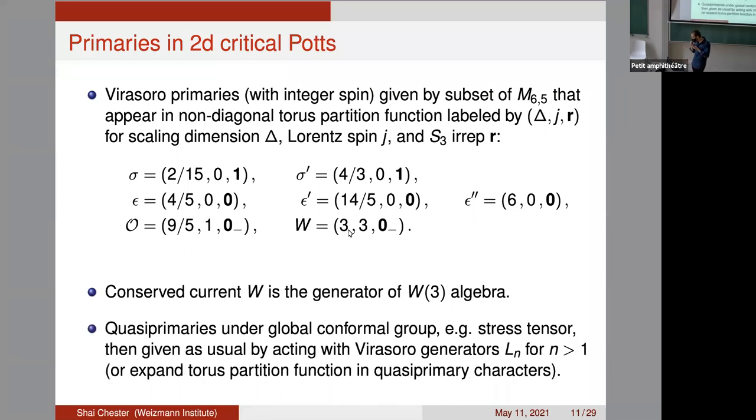Eventually, when we talk about the bootstrap, we are going to be talking about quasi-primaries, because that's the idea that naturally generalizes to higher space-time dimensions. These are quasi-primaries under the global conformal group. And of course, there are infinite such quasi-primaries, not just this finite list. For instance, you have the stress tensor, and all these quasi-primaries can be derived from these primaries, as usual, just by acting with the Virasoro generators. Alternatively, an easy way of counting them is just to expand the torus partition function in quasi-primary characters. So that's the list for the 2D critical Potts.